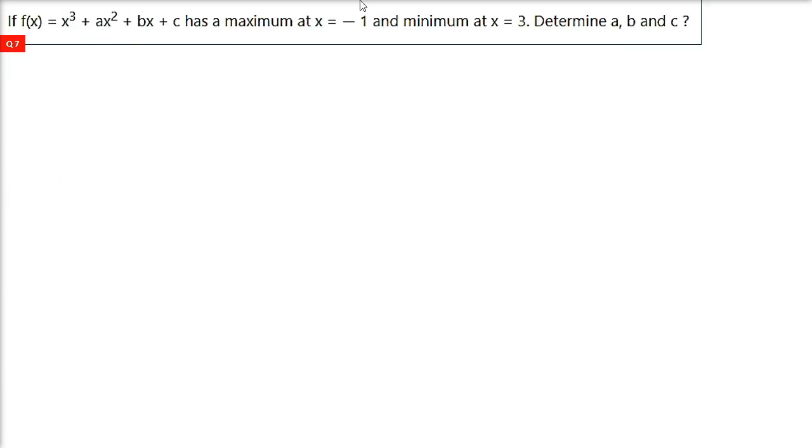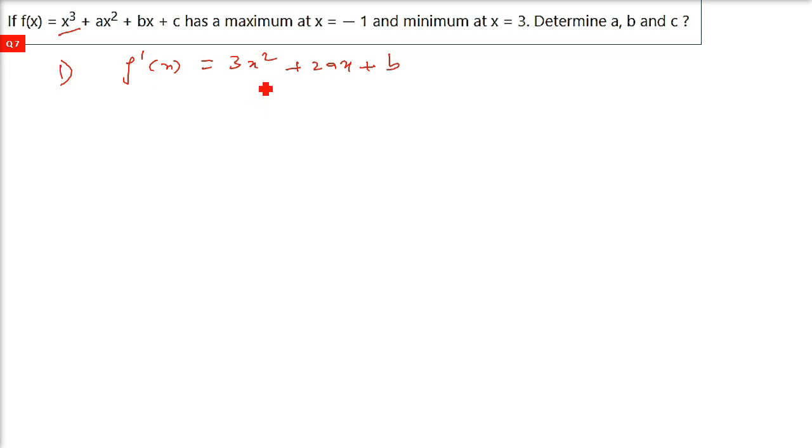Next question: x cube plus ax square plus bx plus c has a maximum at x equals negative 1 and a minimum at x equals 3. Determine a, b, c. So the maximum and minimum are already given. The critical points are already given, and at these critical points the derivative has to be 0. So we'll first find f dash x, because f dash x has to be 0 at these critical points. So I'm differentiating it.